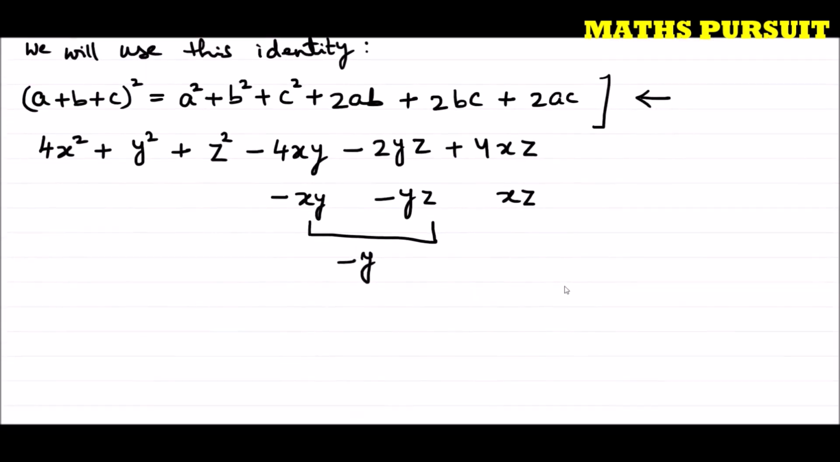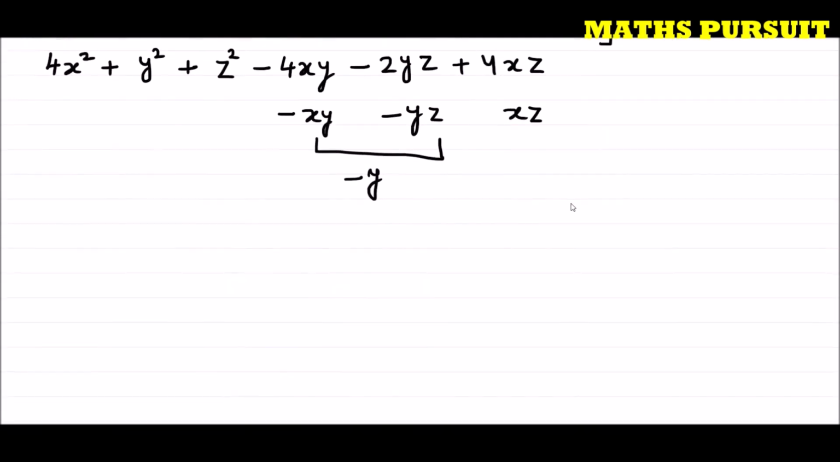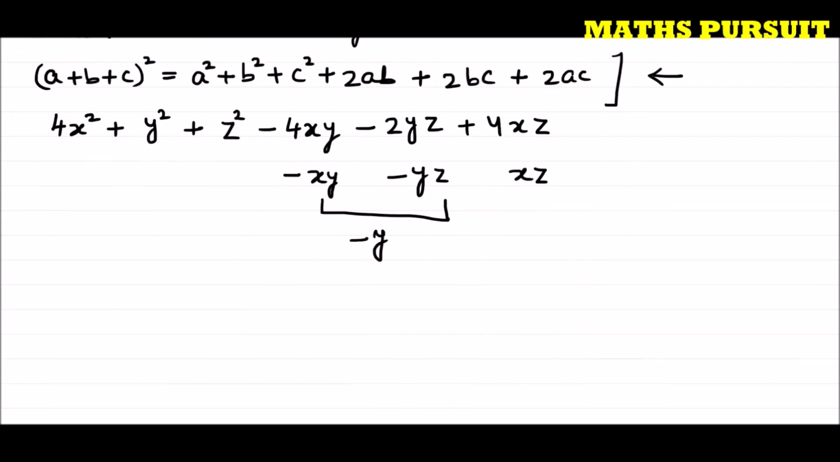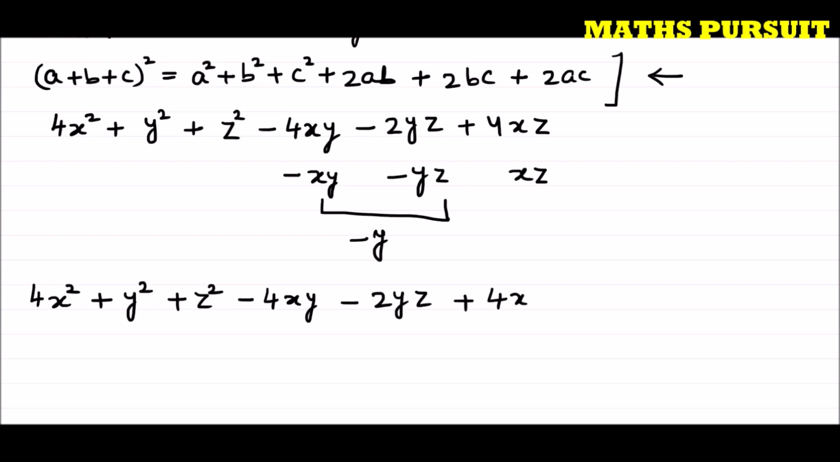So now, keeping this y as negative in mind, let us move ahead and solve the given expression. Now what I am going to do, just look here: 4x² + y² + z² − 4xy − 2yz + 4xz. This is what the question has given us.